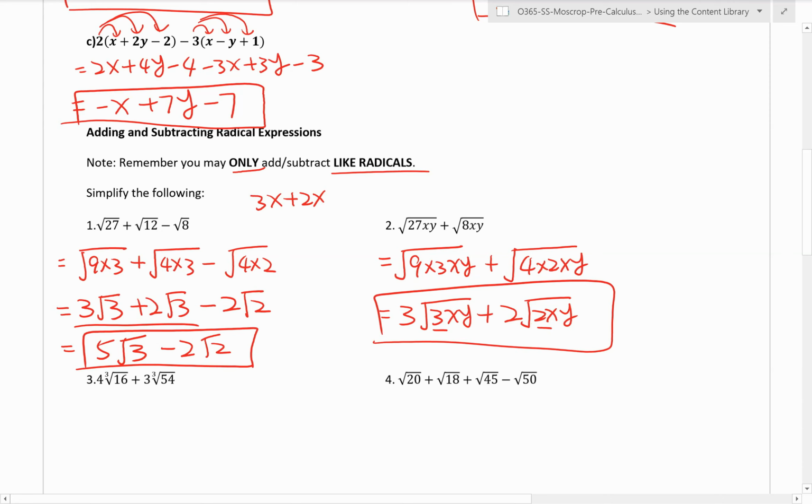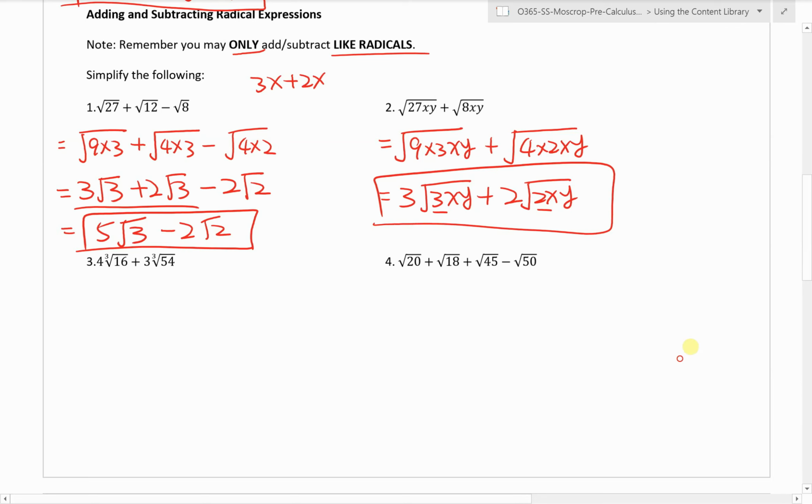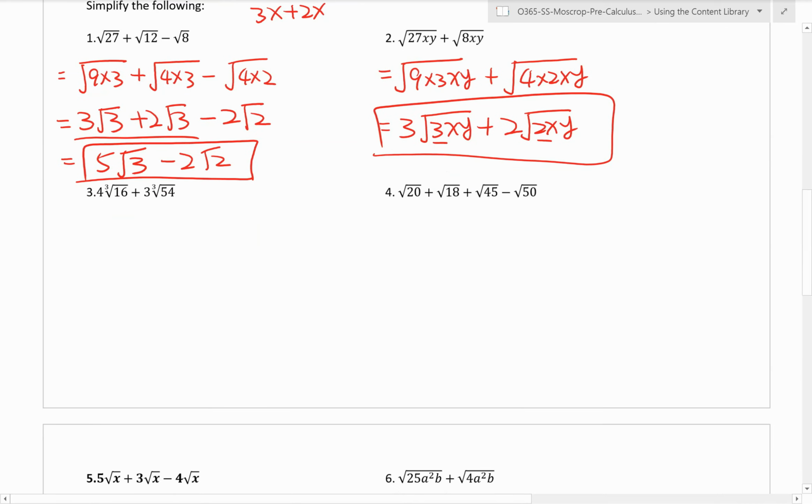Done. The end. Okay. Again, 3 apples, add 2 oranges, you can't combine them. Unless you make it into juice or something, I don't know. But that's not what we're doing, okay? We're adding 3 apples with 2 oranges. Nothing you can do about that. You can't say we have 5 apple oranges. There's no such thing as apple oranges, okay? Go ahead, try these two.